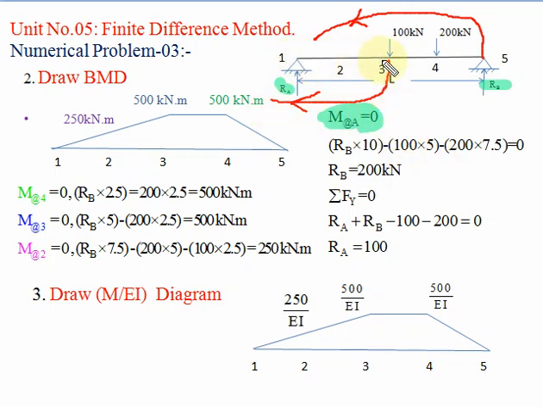And this distance is 5. So 100 into 5. Then the next force is 200 kilonewton. It is acting in clockwise direction, so minus. The distance is 2.5 into 3, that is 7.5. From this we'll get the value of RB. By solving this equation we'll get the value of RB, and that is equal to 200 kilonewton.